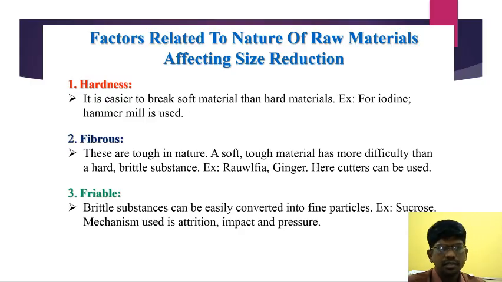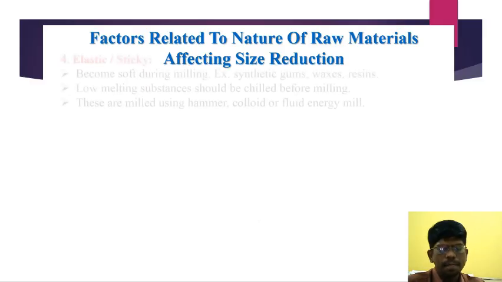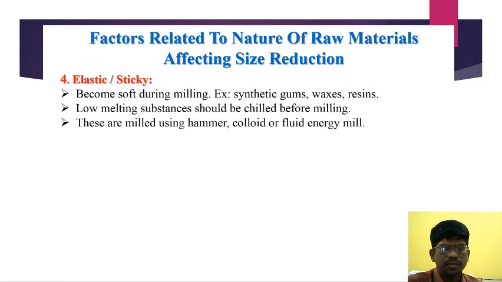And other factors, like elastic and sticky nature. Some substances become soft or sticky while in the milling process, like synthetic gums, waxes or resins. And even low melting point substances may melt when they go through the size reduction process. For this kind of material, we need to make use of a colloidal or fluid energy mill. Why? Because for lower melting point substances there is a continuous supply of cool water, so that we can avoid melting of the active pharmaceutical ingredients.